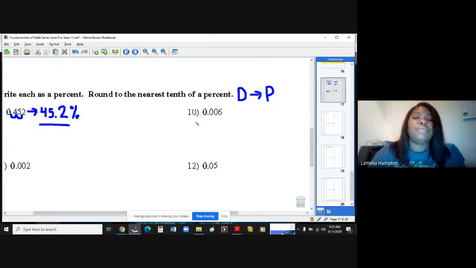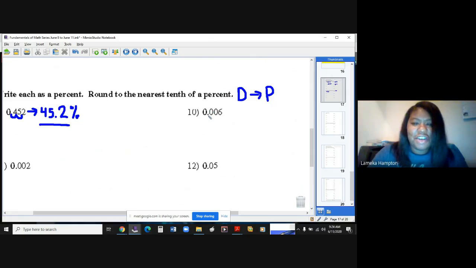Okay, again, I am simply going to move my decimal 2 places over to the right, and I'm going to add my percent sign. When I do this, oh, and by the way, number 10 is read as 6 thousandths because again, this 0 is in the tenths place, the second 0 is in the hundredths place, and this 6 is in the thousandths place. So I read that as 6 thousandths. Or again, some people would say 0.006.